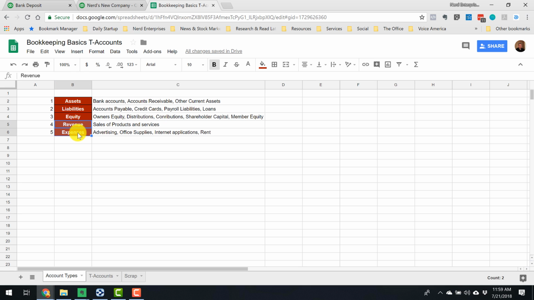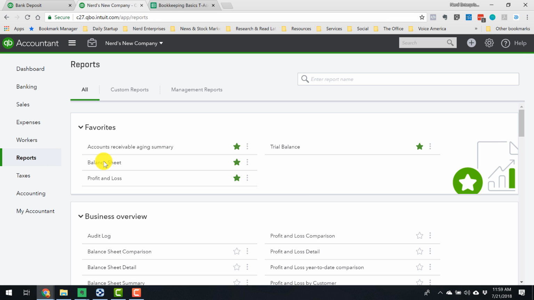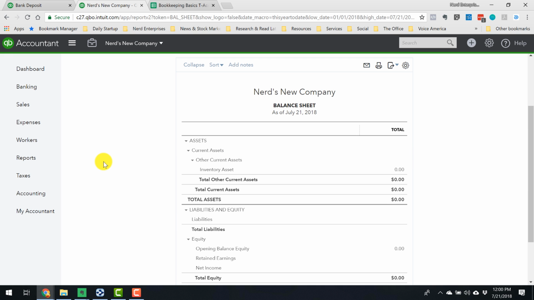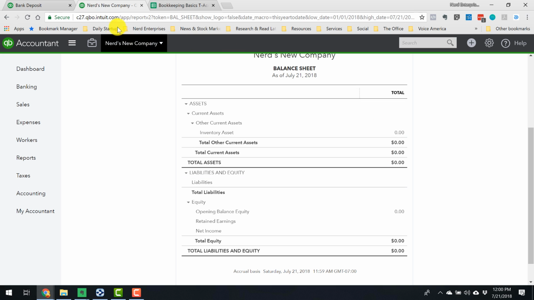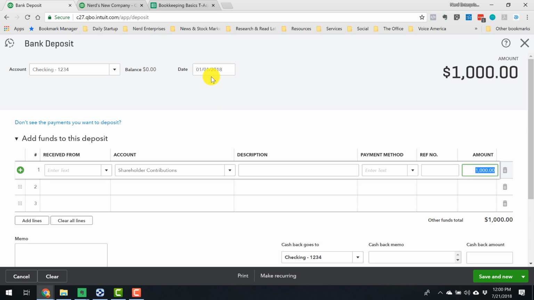Revenue and expenses are the profit and loss. So everything we're about to record is only going to affect the balance sheet, nothing on the profit and loss. So let's run the balance sheet from this tab so we can record the deposit and then update this to see the impact, right? So I have the shareholder contributions for $1,000.